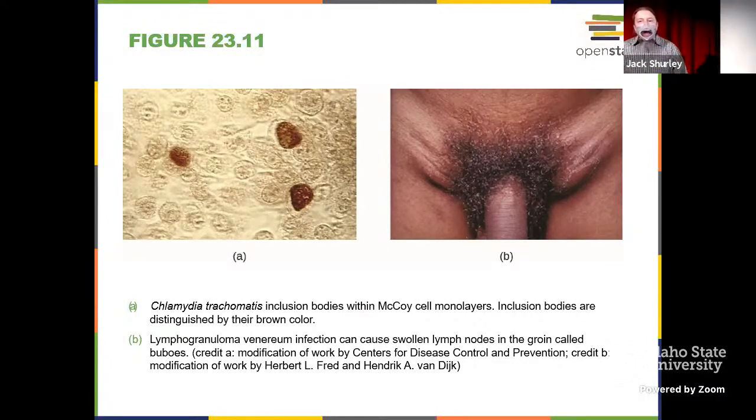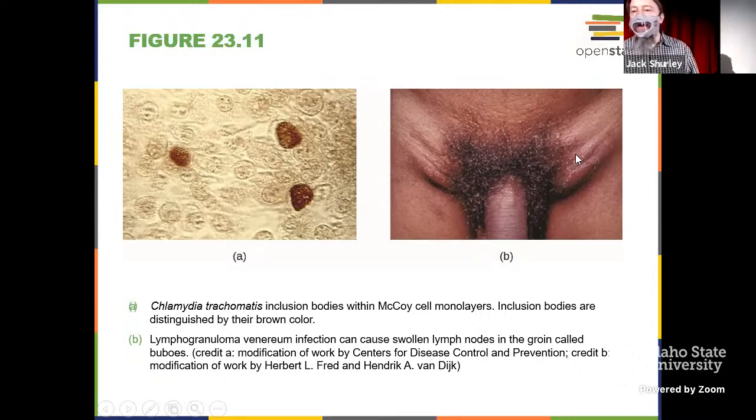So here we can see normal cells that almost look like little ghosts, hollow little things, and then these dark guys. So these are inclusion bodies, McCoy cells. That color indicates the chlamydia within there, all right?